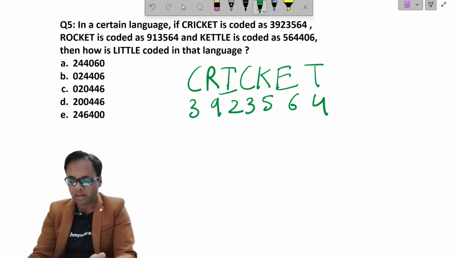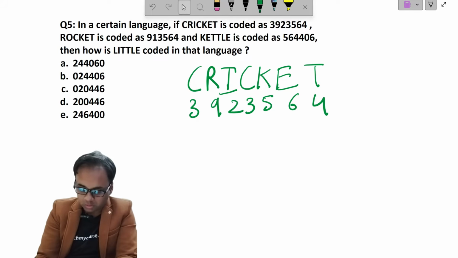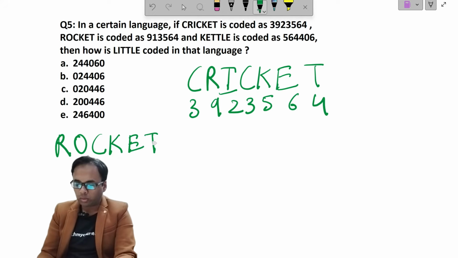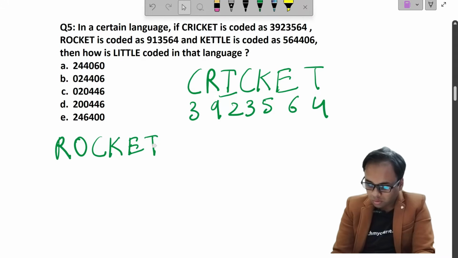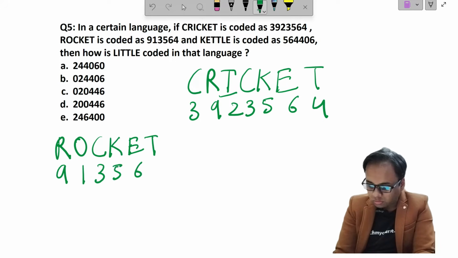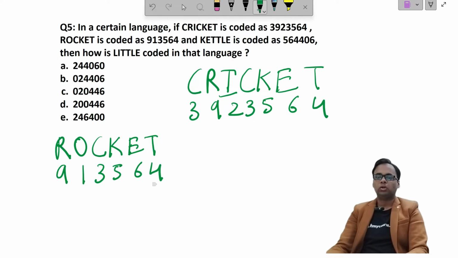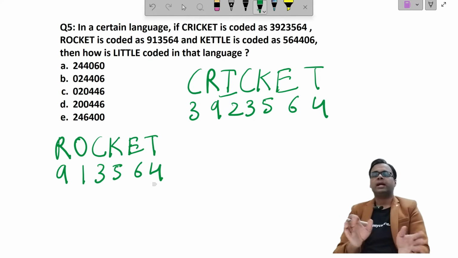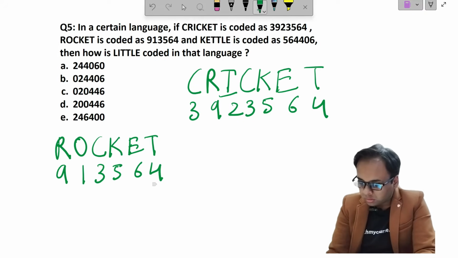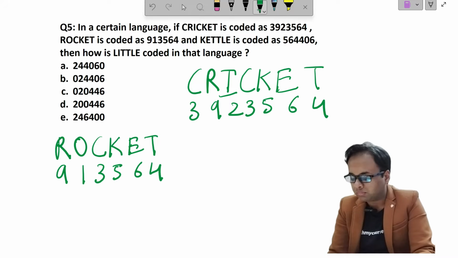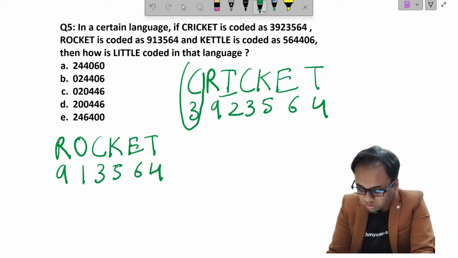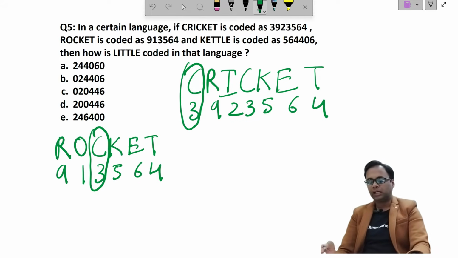So let us see the meaning of the next word, which is rocket. Rocket is coded as 9, 1, 3, 5, 6, 4. Now let us find the common ones, based on which we can conclude what each letter means. In cricket, 3 comes for C, and in rocket also C means 3. That is pretty much clear.